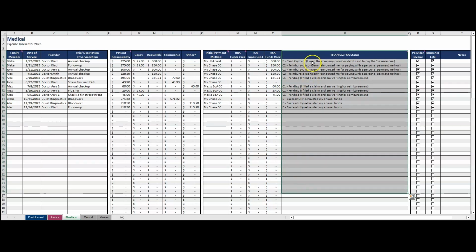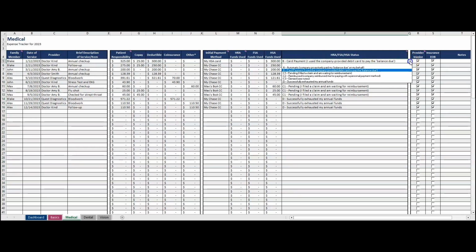And then we move on to this column to really know the status of the claim. In this column, it shows the HRA, FSA, HSA status. I'm going to just refer to HRAs, FSAs, and HSAs as pre-tax accounts, just to make it simpler. But so this column tracks the pre-tax account status. If you click on the drop-down menu, you'll see 6 options to choose from.